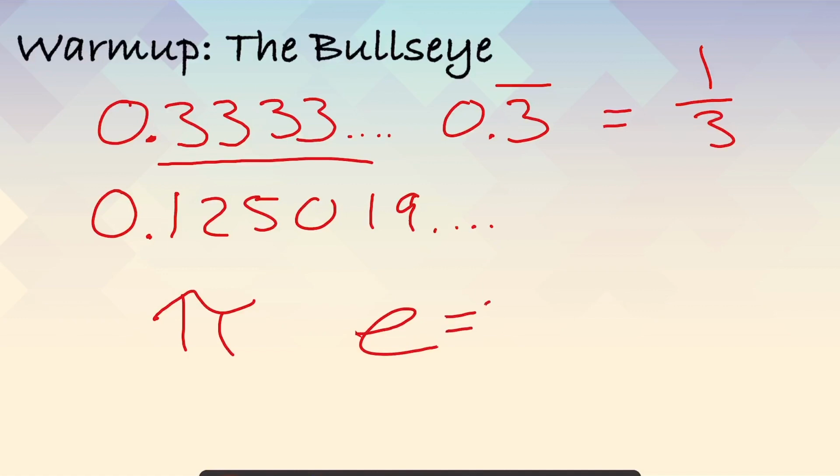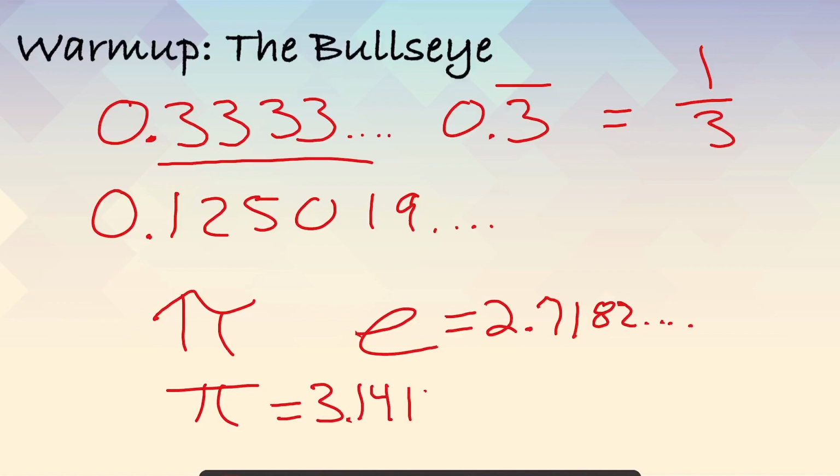E is equal to, I think, 2 point... Let me check this. I don't want to get it wrong. I believe it's 2.73. Hold on one second. Good old Google. Okay, so e, close: 2.7182, and it's on forever. Pi is 3.14159 on forever. There's no repeating pattern, and the decimal never ends.